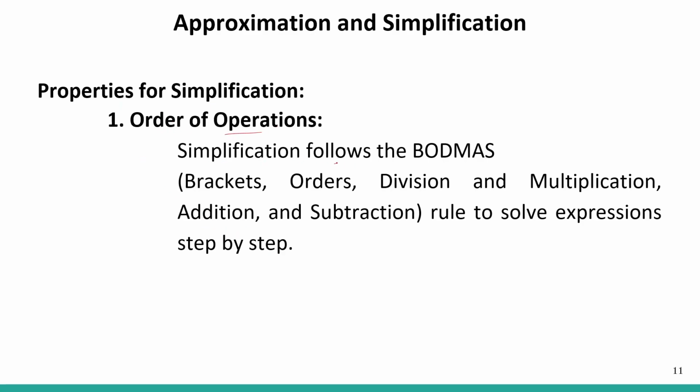Order of operations: simplification follows BODMAS, that is brackets, orders, division, multiplication, addition and subtraction. When we are given many algebraic operations, BODMAS tells us which operations need to be done first to get the accurate answer. First go for brackets, then orders, then division, then multiplication, then addition, then subtraction. That is what the BODMAS rule is.